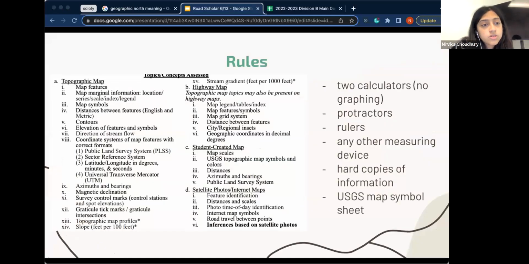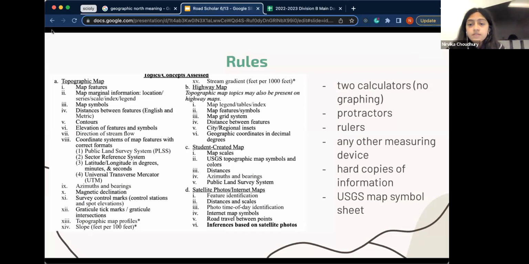Here are the rules. I'll send them again in the chat. So these are the rules. As you can see, there are 4 sections: topographic map, highway map, student created map, satellite photos, and internet map. These are just what each topic entails. You can see topographic has a lot, but usually you split with your partner. For me and my partner, one did topographic maps, and if they had time, satellite photos, and I did highway maps, student created maps, and satellite photos. We would both do some.